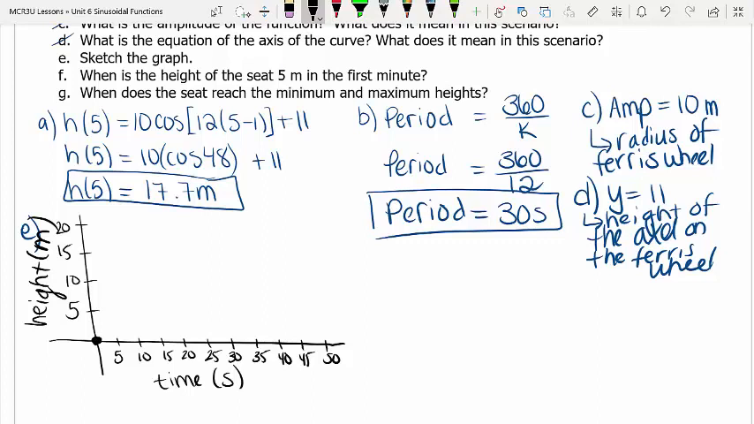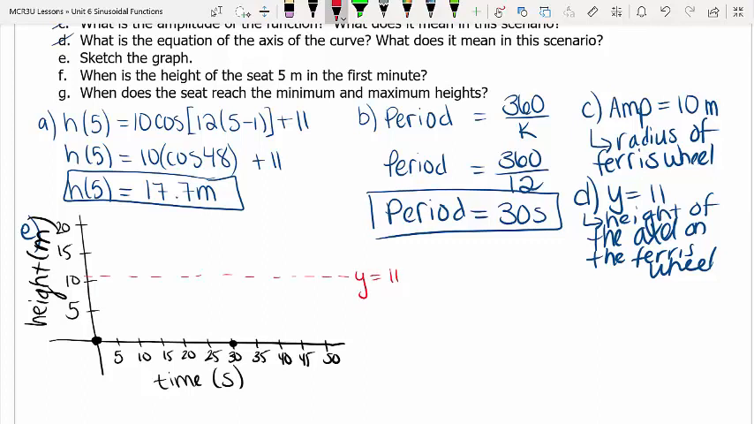We also know that our period is 30 seconds. So after 30 seconds, it's going to return back to the starting point. So we know at 30 seconds, there's also a point at 0. We know that our axis of the curve happens at y equals 11 because of our q value being 11.